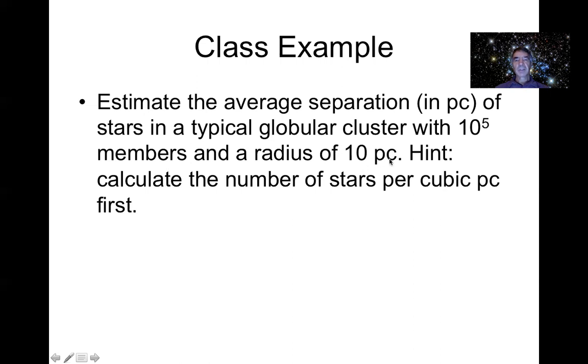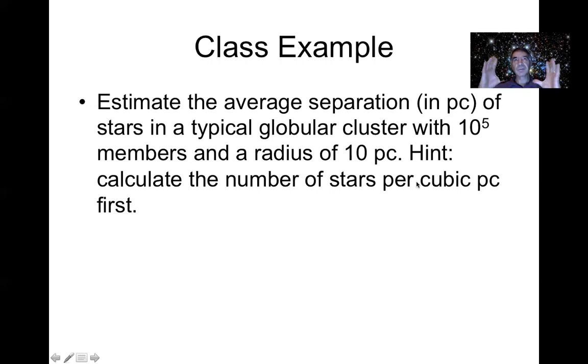So have a little think about that. Can you work out a number that would represent a typical separation, the average separation of stars in there, assuming they were uniformly distributed in that volume? As a hint, first, it's a good idea to calculate the number of stars per cubic parsec.